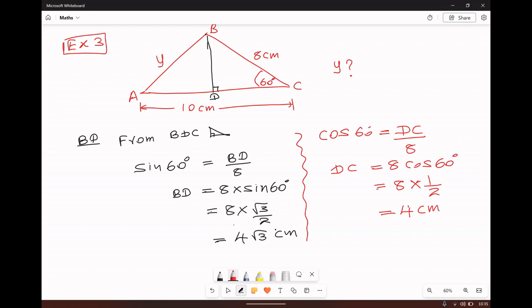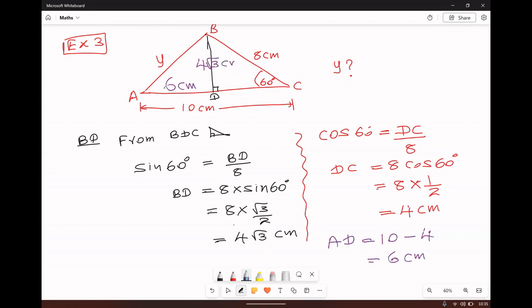So now we know the lengths of DC and BD. Since we know the length of DC, we can get the length of AD. How can we get the length of AD? AD should be equal to 10 take away 4, which is going to be 6 centimeters. Quite easy. So we'll mark this now: this is 6 centimeters, and BD we just worked out, which is 4 root 3 centimeters.